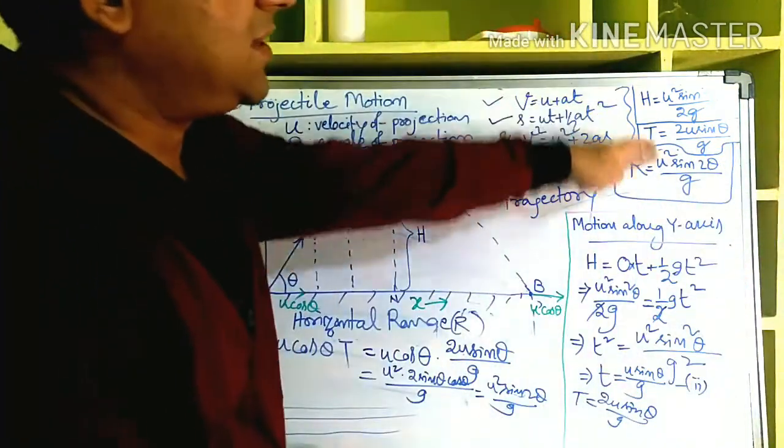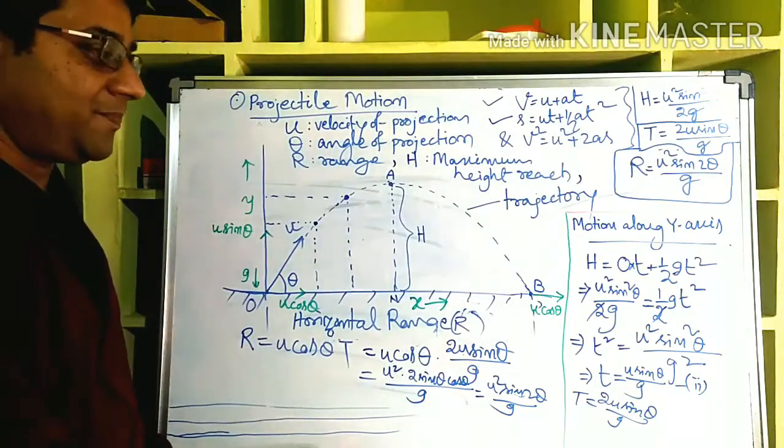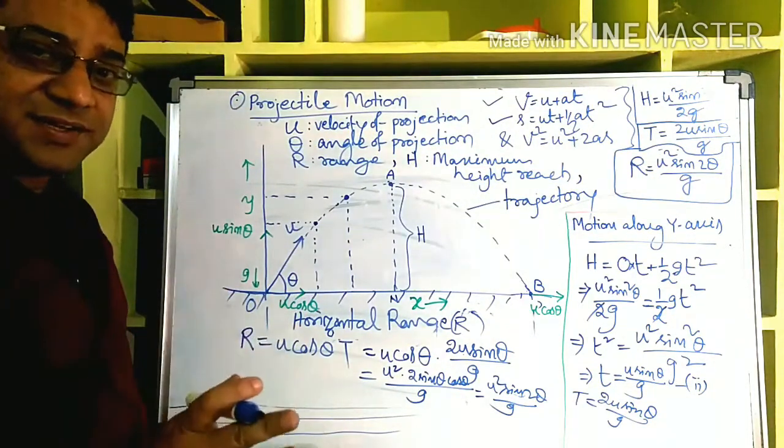So these are the three main things we got already for a projectile. Hope this is very clear conceptually.